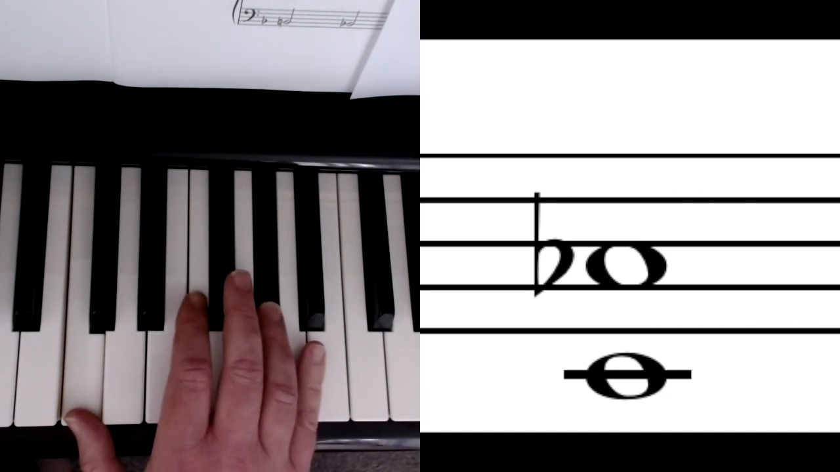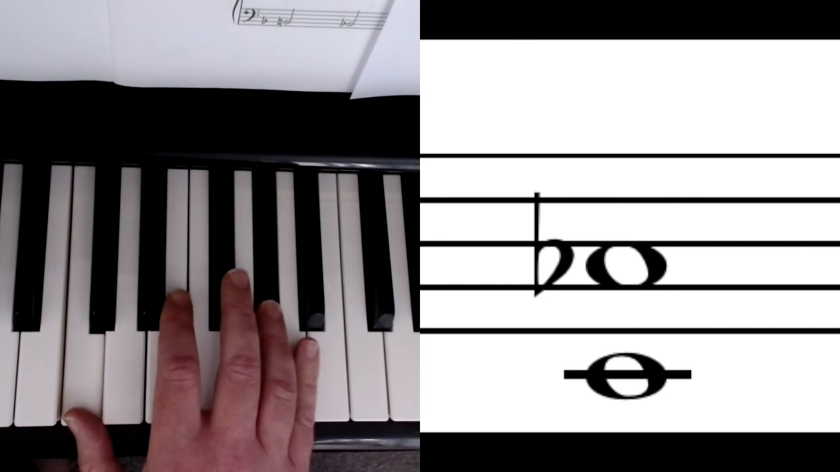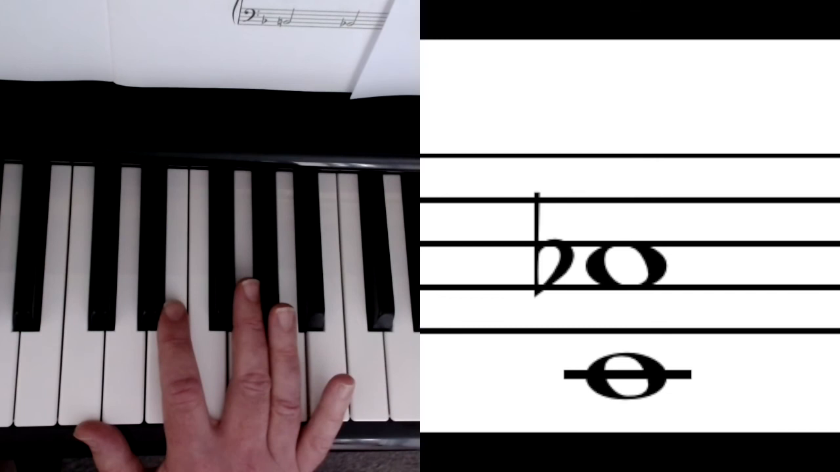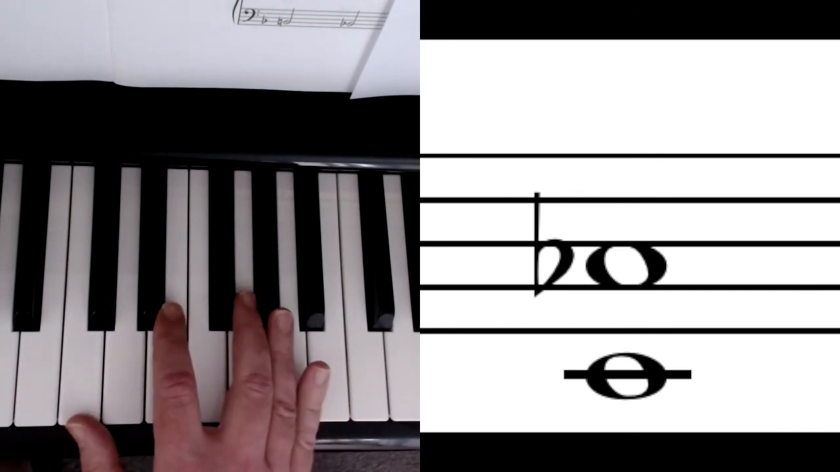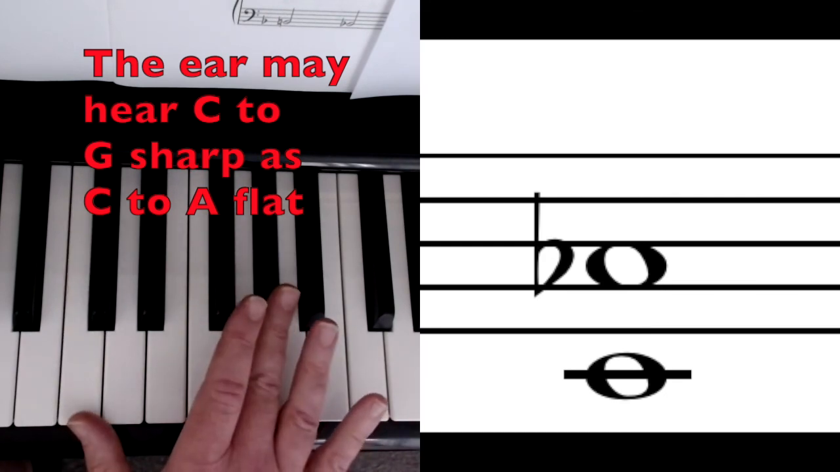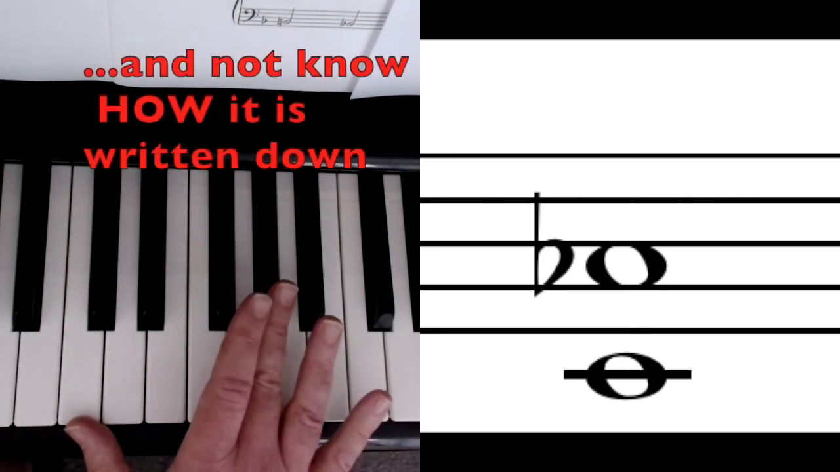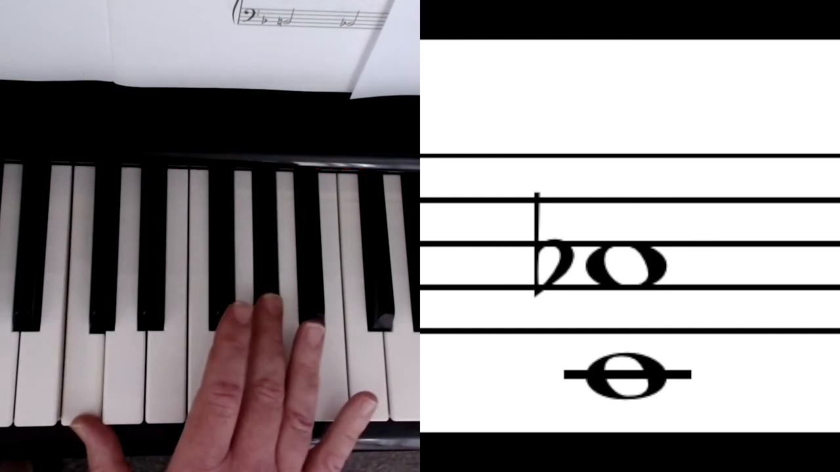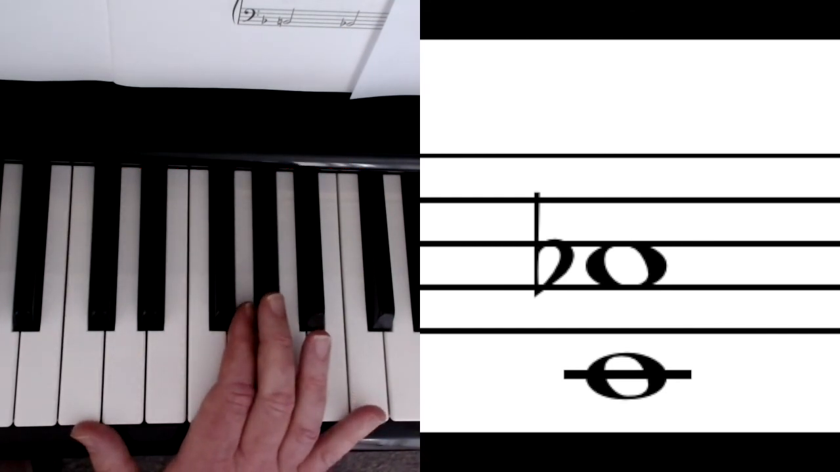So the way an interval is written down affects the way it will be described. But the ear will frequently hear it in the same way. So it may be written as C to G sharp, but the ear will still hear it as if it was written in another way, C to A flat. But it's usually named a different way depending on the way it is written down. It gets confusing. Okay, time for a little quiz.